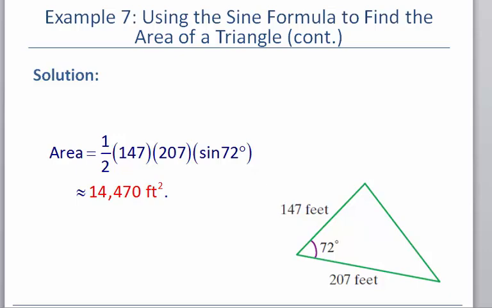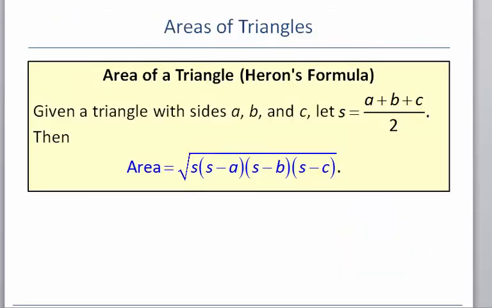And so that's an example of using that first type of formula to find the area of a triangle. We also have a formula to find the area of a triangle that looks like this, where we calculate an S value by adding the 3 sides of the triangle together and dividing by 2, and then plugging into this formula that says area is equal to the square root of S times S minus side A times S minus side B times S minus side C. And so let's look at an example of a problem that uses that formula.